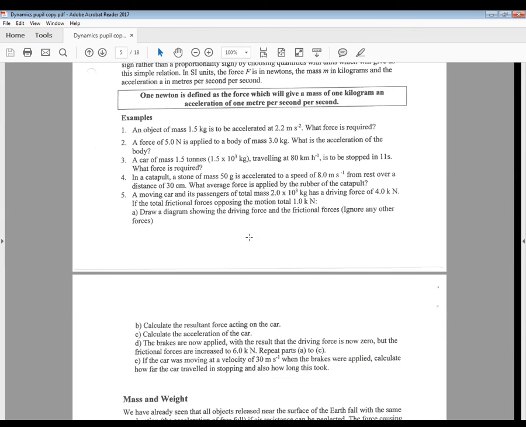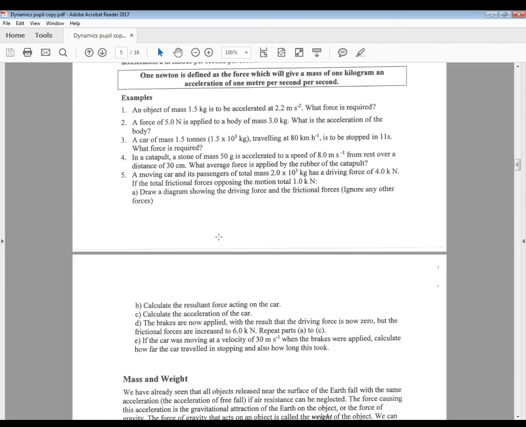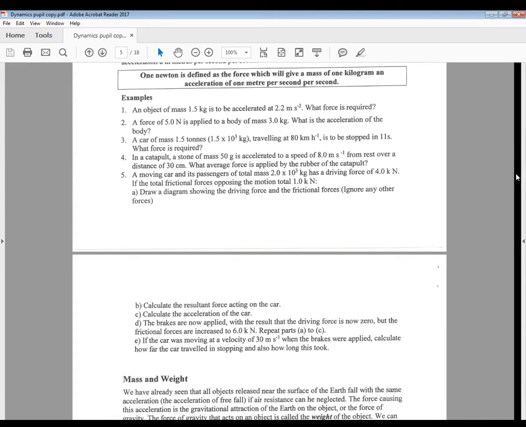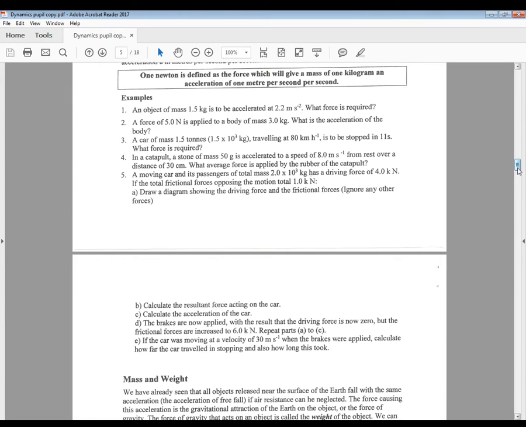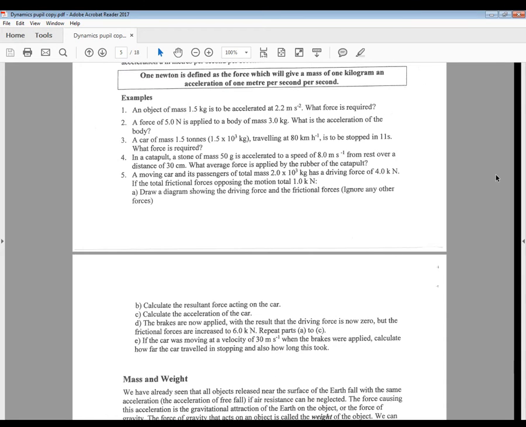One thing I'd like you to do to start, there are some very, very basic questions here on Newton's second law, where you have to play around with force equals mass times acceleration. So if you could please pause this right now and have a go at those 5 or 6 questions there. I will post the solutions in about an hour's time. Okay, so press pause now.